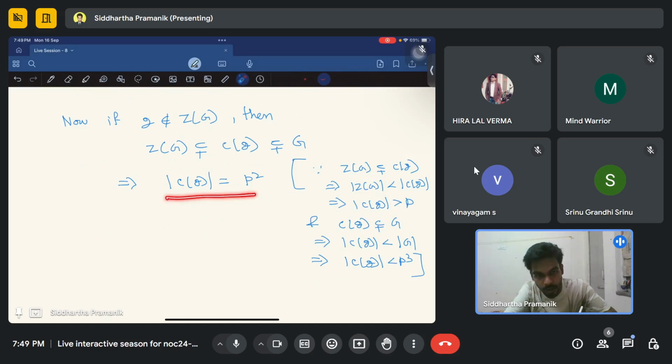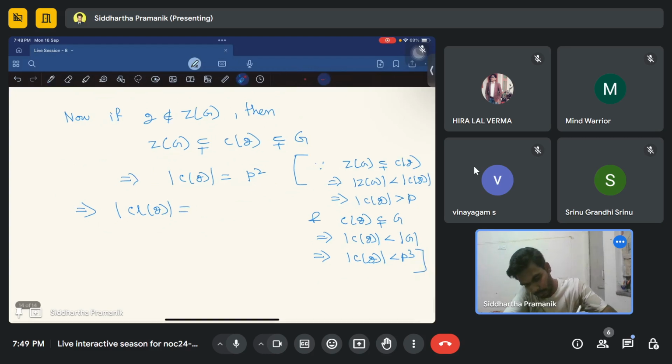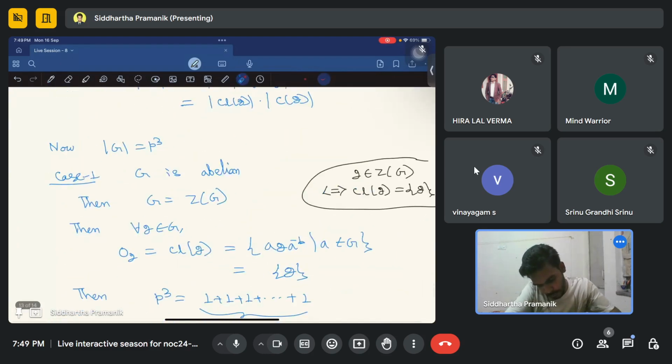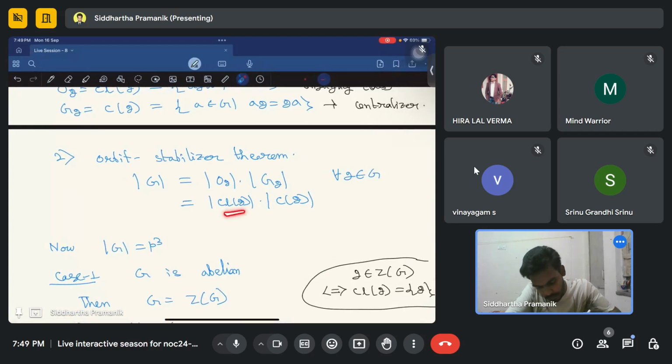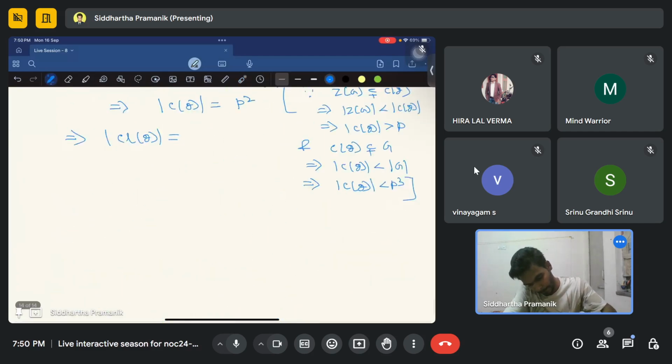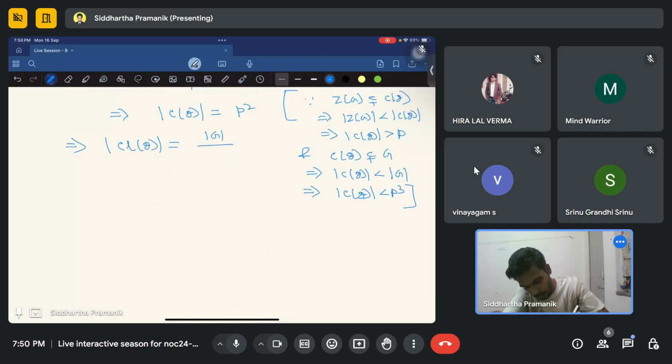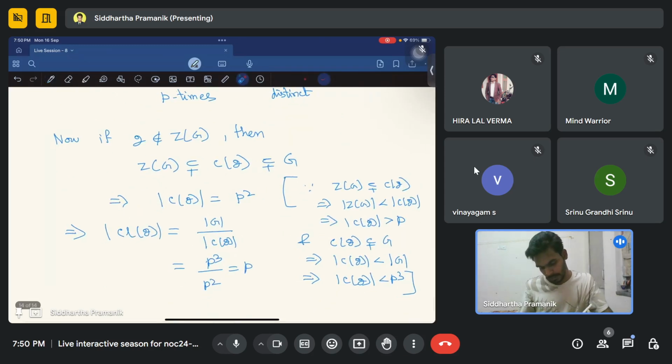So if the centralizer has order p squared, what is the order of the conjugacy class? Go back to the orbit-stabilizer theorem. The order of the conjugacy class is the order of G divided by the order of the centralizer. So it is pq by p squared, which is p. So the summary is, if g does not belong to Z(G), its conjugacy class has order p.